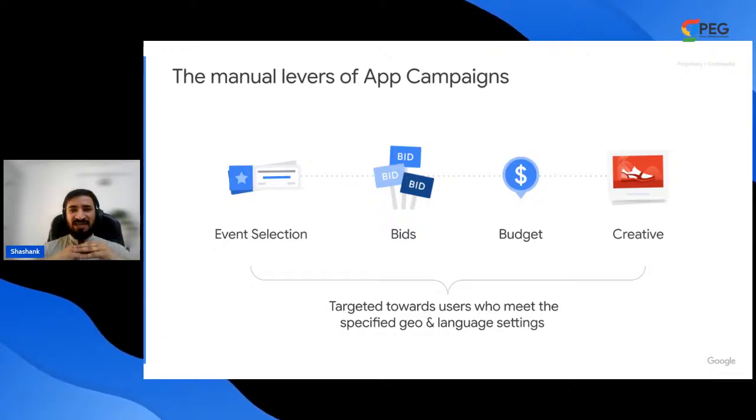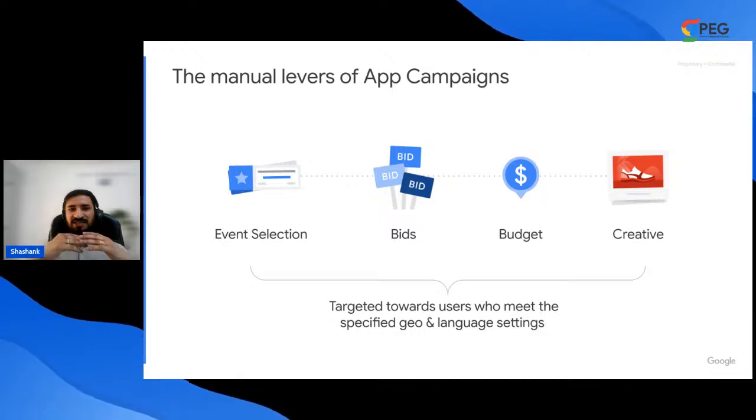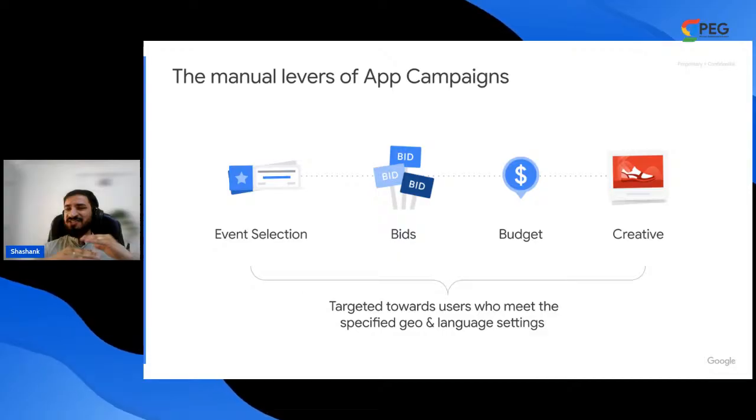Hence, we should always have a very strong creative strategy in place and make sure we are doing the right experiments in time to understand which creatives work the best, and keep those creatives in the campaign for the long run.